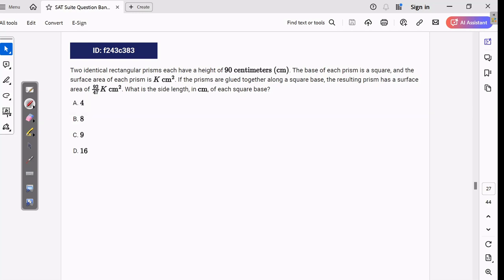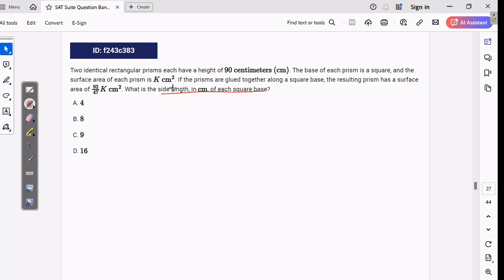Yes. Two identical rectangular prisms each have a height of 90 centimeters. The base of each prism is a square, and the surface area of each prism is k cm squared. If the prisms are glued together along a square base, the resulting prism has a surface area of 92 over 47 k centimeters squared. What is the side length in cm of each square base?